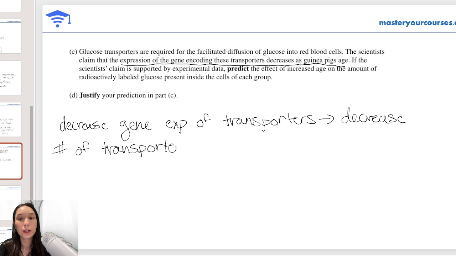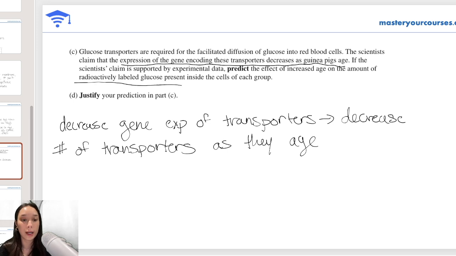As they age, so as the guinea pigs get older, since they are decreasing in gene expression, they're also decreasing in the number of transporters. So a guinea pig that is 7 months old would have fewer transporters than one that is 7 days old, for example. So they're asking you to predict the effect of increased age on the amount of radioactively labeled glucose present inside the cell. So you've got your red blood cells here, and then you've got your transporters. That would be here. If it's an older guinea pig, it would have less, and if it was a younger guinea pig, it would have more.